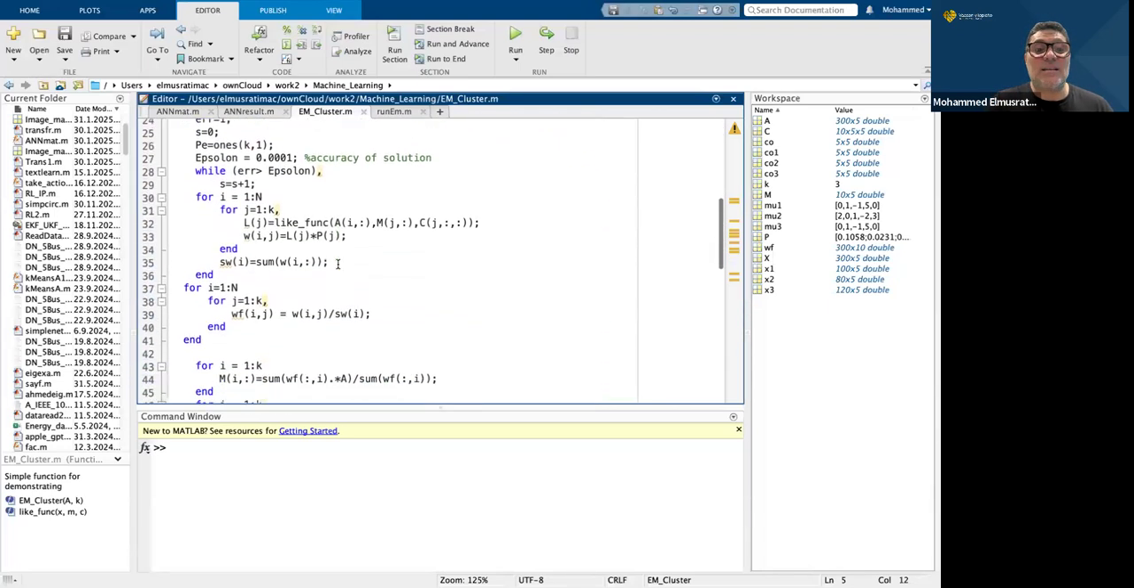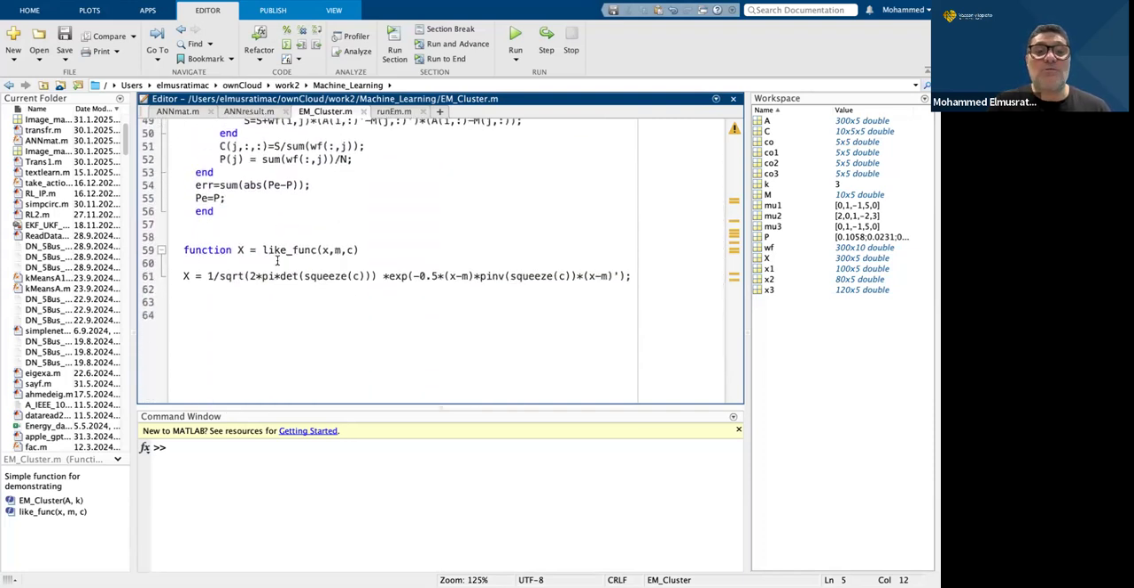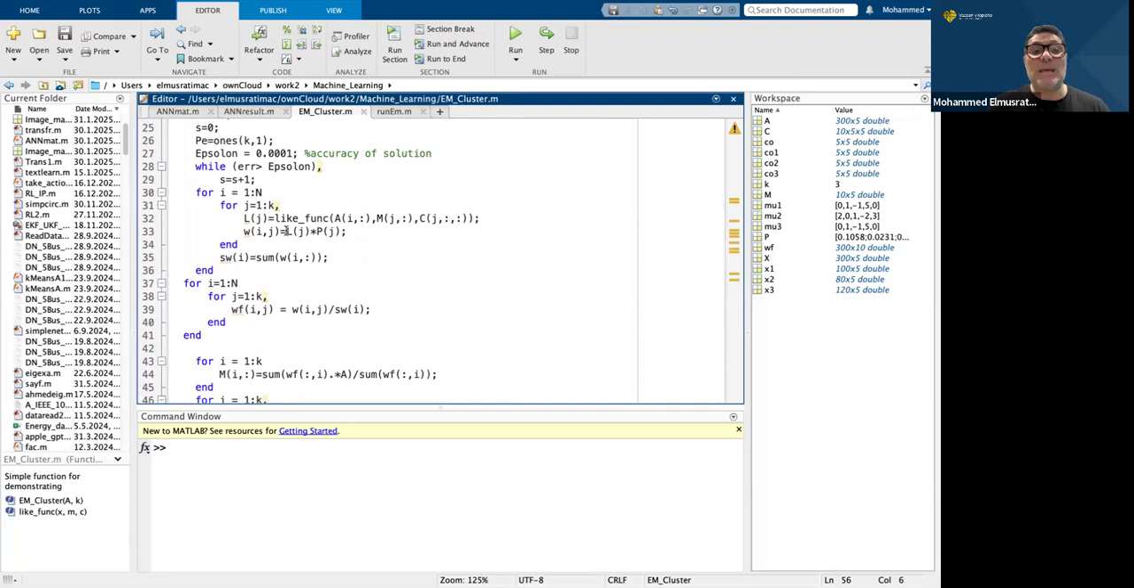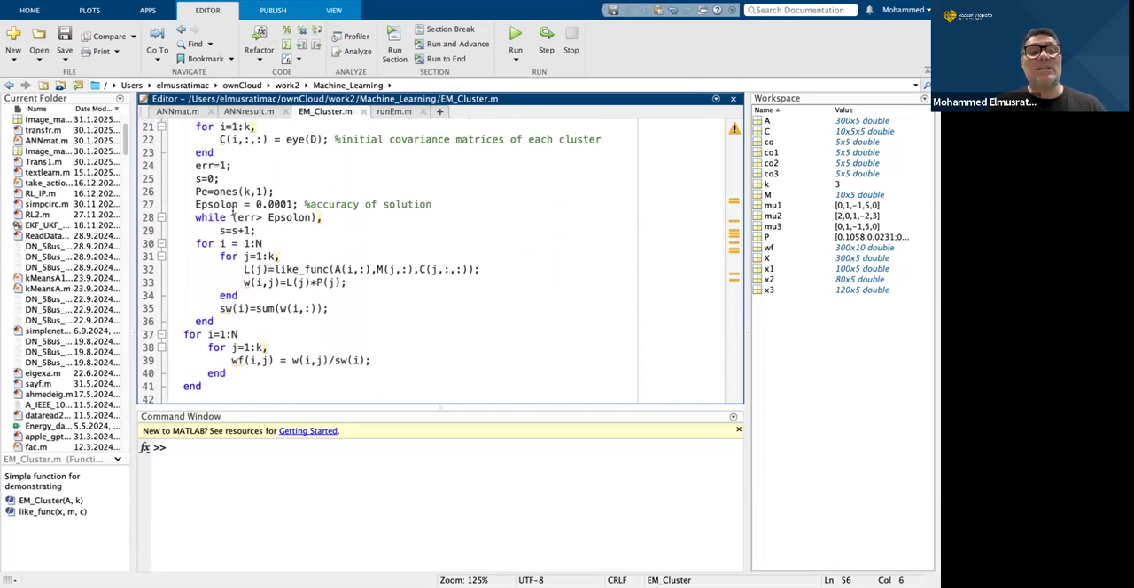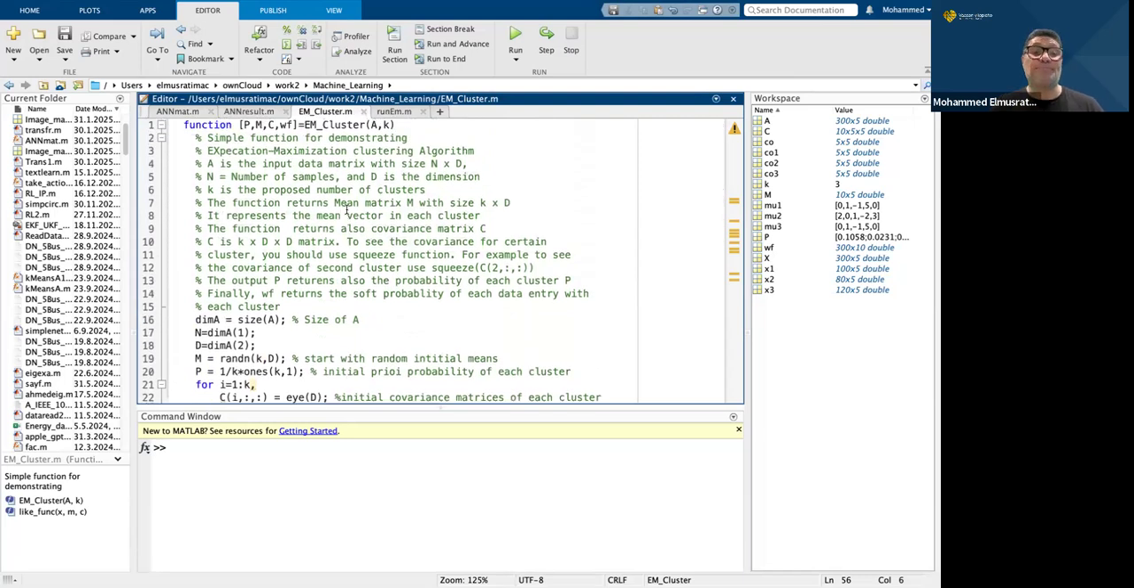So the code, as I said, is very simple, very straightforward. What I did here, I put the function for the likelihood function to be a multivariate normal distribution. It can be, of course, any distribution that you can add here. So you can test different kinds of distributions. And this code will be repeated until the change in the prior probability of each class is less than 0.001. You can of course change all these values as you like.